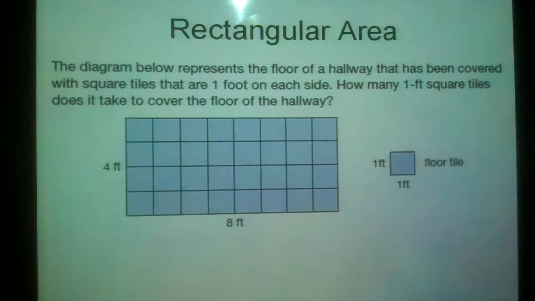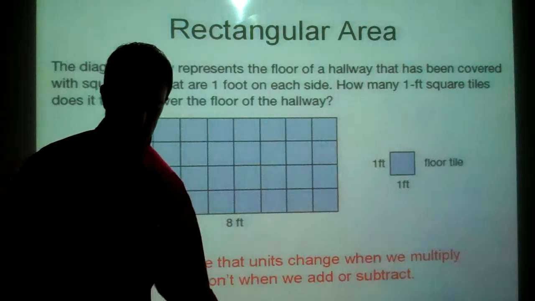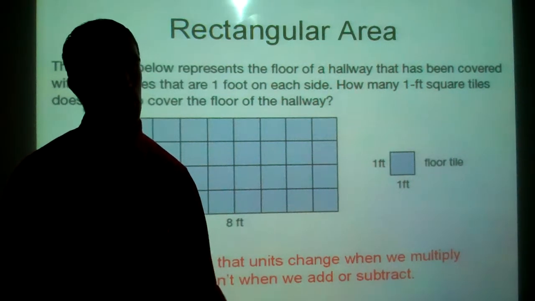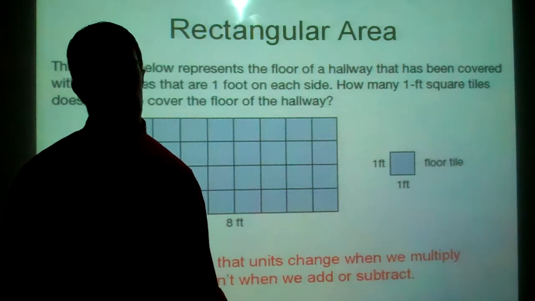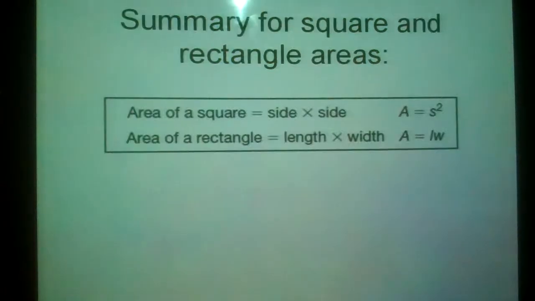Now the big idea here is that it's important to note that units change when we multiply or divide, but they don't when we add or subtract. So we're going to show this in a second here. When we were talking about perimeter yesterday, our units did not change when we added everything up, but they will change when we multiply and find area.